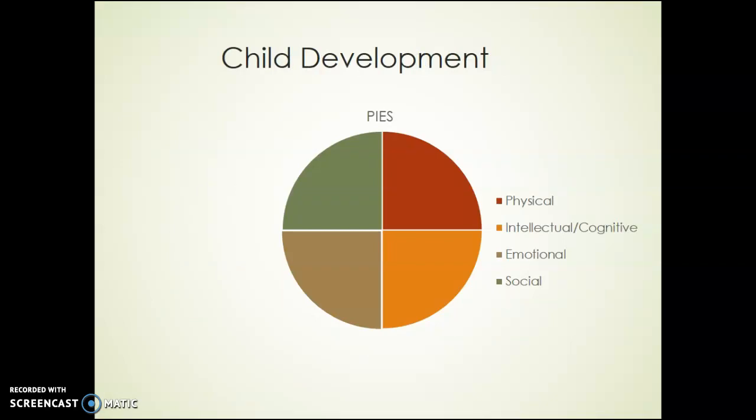At Pierce College, we think of child development in these four broad developmental domains: physical, intellectual and cognitive. So sometimes people use the terminology intellectual or cognitive interchangeably. We lump cognitive and intellectual development together. Then emotional development and social development. We separate social and emotional development.